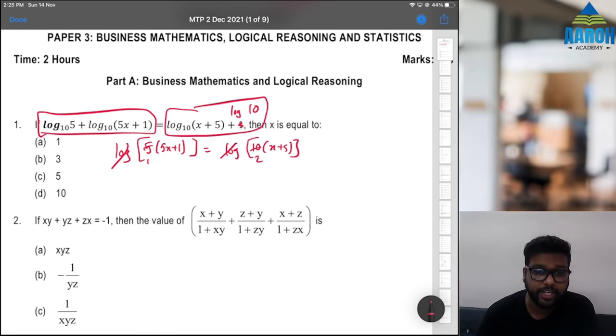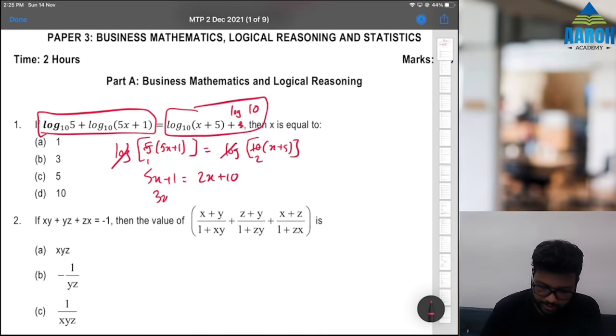5 and 10, we can cancel by 5. So 5x plus 1 is equal to 2x plus 10 if we open the brackets. That means if we rearrange, 3x is equal to 9, so x is equal to 3. 3 is the correct answer.